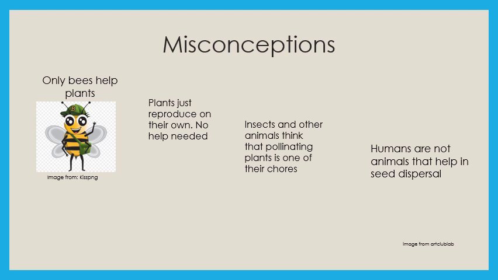Another misconception is that humans aren't animals and that they don't participate in the seed dispersal that we've been talking about. But that's not true. Look at this girl. She's moving the seed from the plant somewhere else. She is a human and she's also an animal.